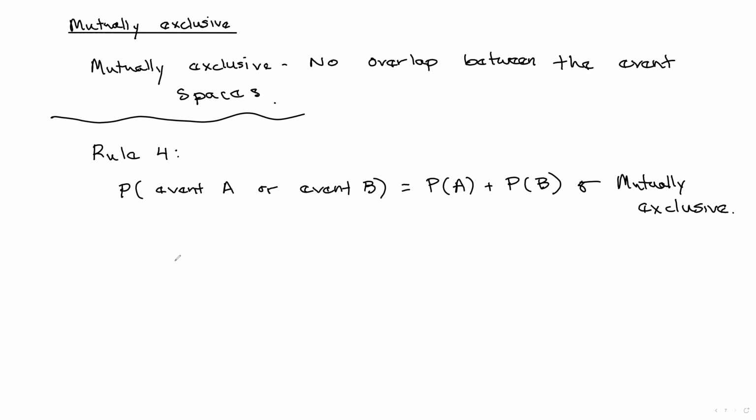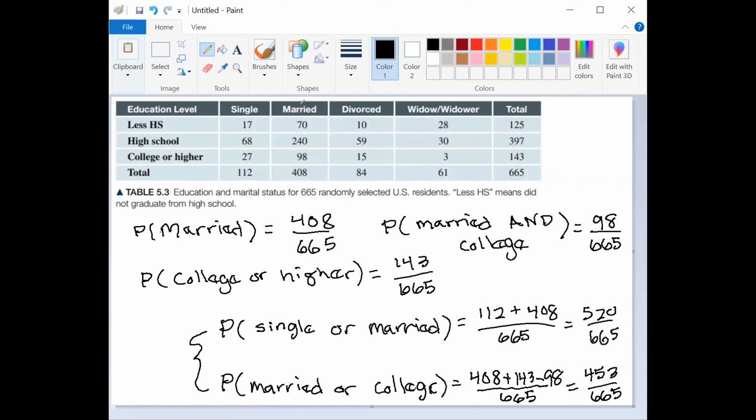All right. If they're not mutually exclusive, what do we need to do? Well, we did it on that previous problem. We found the probability of event A or event B. What did we do when we found that? We could go back and take a look. When we found the probability of college or married, we took all the married people and added them up. We took all the college people and added them up, and then we subtracted the overlap. The overlap were the people who were married and were in college.